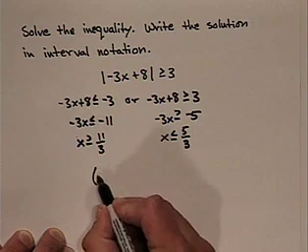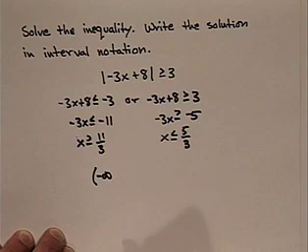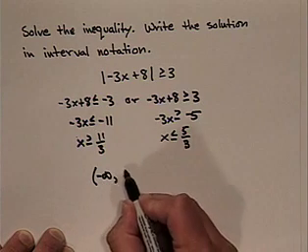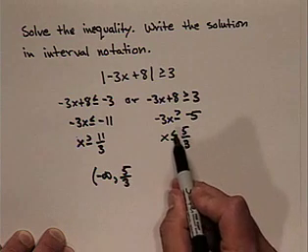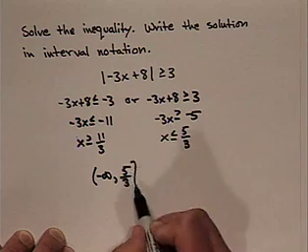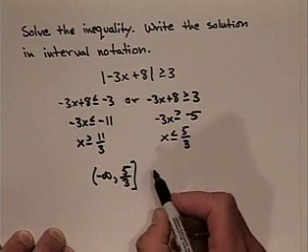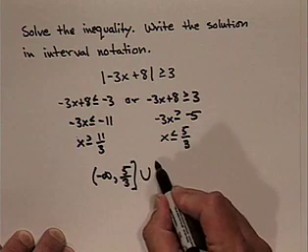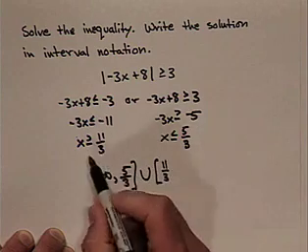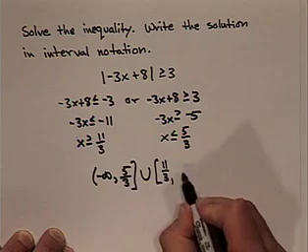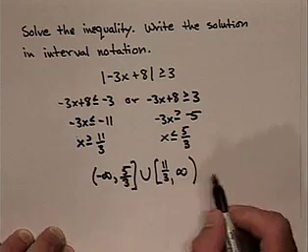Now, in interval notation, this solution would look like this. It would be open for negative infinity up to 5/3. Now, since we're dealing with less than or equal to here, I need to use a close bracket there. Union close bracket, because again, I'm going to start at 11/3 on this side, and I have a greater than or equal to there, and that goes up to infinity.